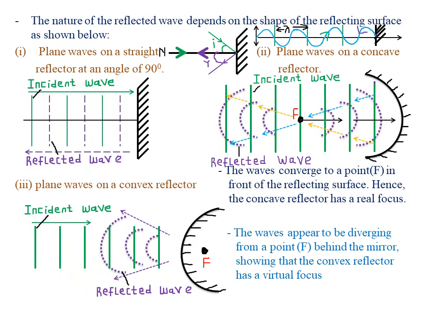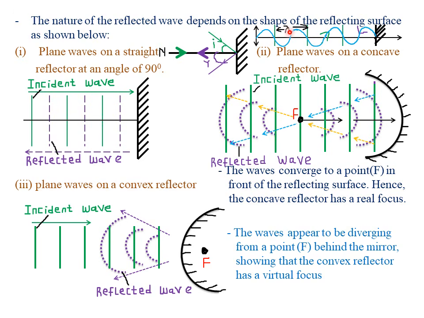Let's look at reflection of some of the waves. We are saying that the nature of the reflected wave usually depends on the shape of the reflecting surface, as shown below. So consider our wave here. It is traveling from the left towards the right. Then we have a reflecting surface here. Of course, the wavefronts will always be perpendicular to the direction of the wave motion.